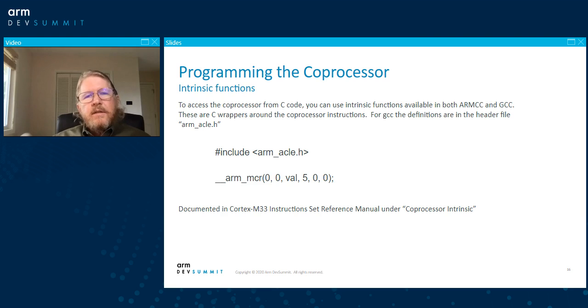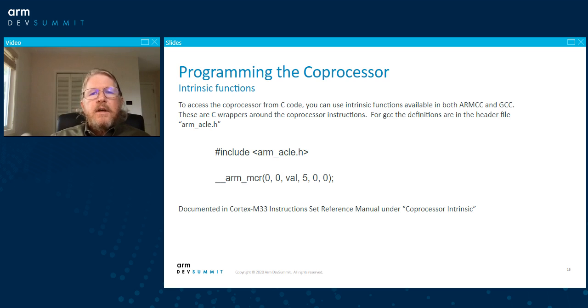Now, assembly language instructions are rather difficult to access from C code. And so we've got a couple of ways of accessing the coprocessor from C code. One of them is using intrinsic functions. And this is part of the ARM C language extensions that are available with almost all the embedded compilers that support the ARM coprocessor extensions.